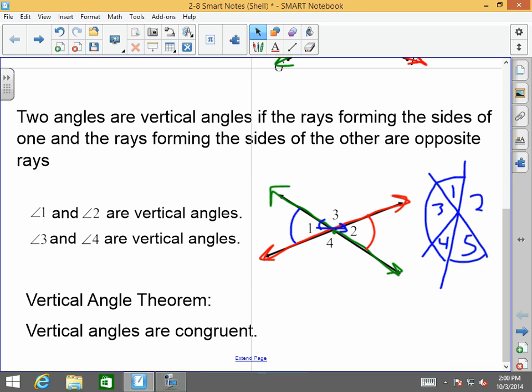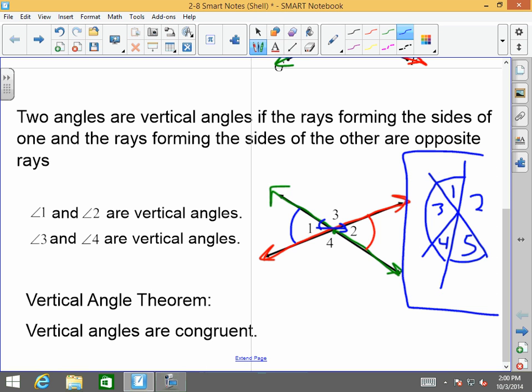And again, I'm going to repeat it. Vertical angles are only formed by angles that are created by two opposite rays. If you don't have two opposite rays, your vertical angles are non-existent. Just like the example that we did here. Okay? Does that make sense?